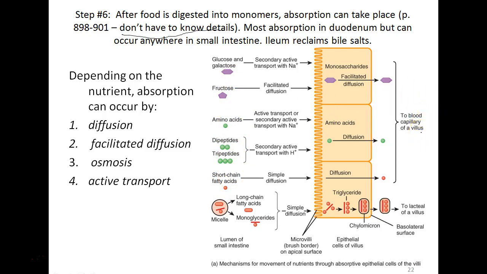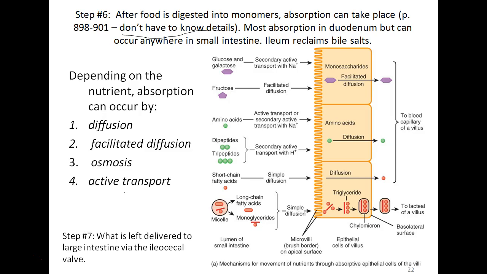And this can occur multiple ways. Number one, the easiest is through diffusion, and that's an energy-free process. Number two, facilitated diffusion, where we require a little bit of energy to move that molecule through. Osmosis is another process which can move water through. And lastly, active transport is not as common, but still requires energy to move some of these larger, more complex molecules across that membrane.